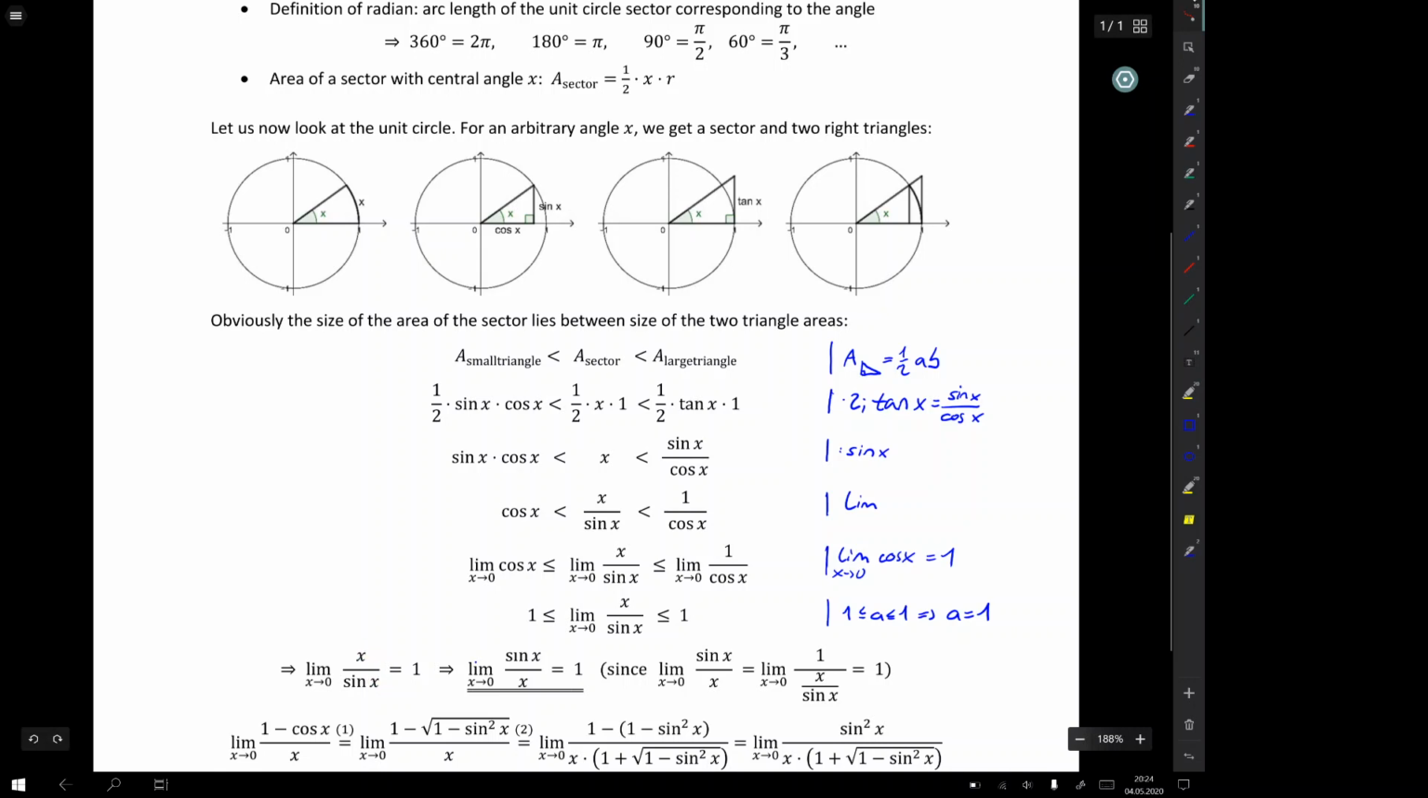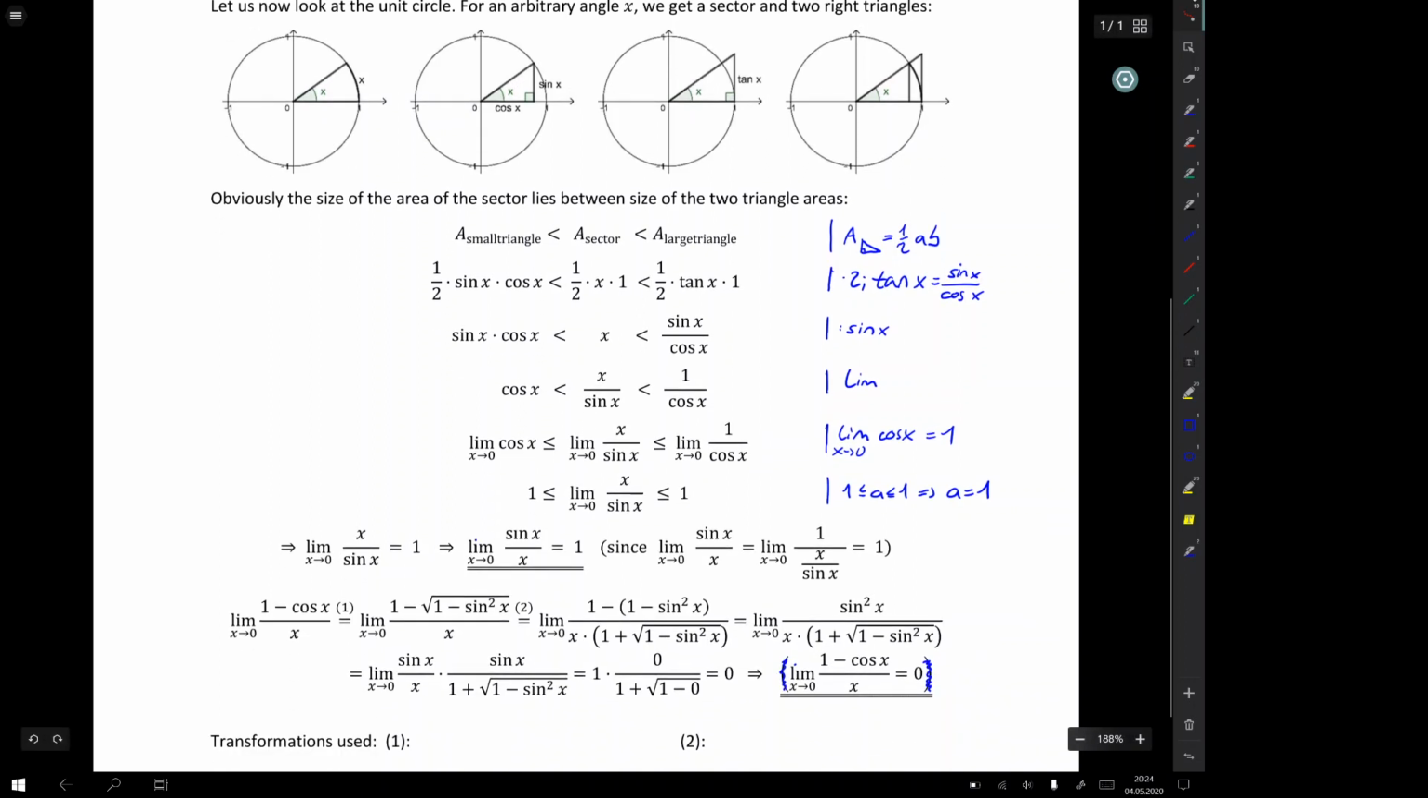We can do it formally also. The limit of sine of x divided by x is the limit of 1 divided by x divided by sine of x, and that we have shown here is 1. So 1 divided by 1, we get 1. So we have proved this first limit: sine of x divided by x, when x goes to 0, is 1.